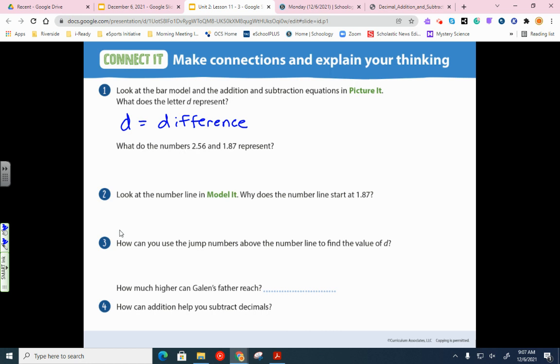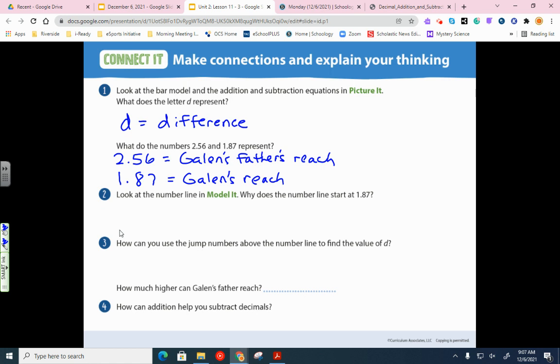So what do the numbers 250, 600, and 187 represent? That is Galen's father's reach, and then the 187 is Galen's reach. So that's what the numbers and letters represent. It's good to understand what we're working with here. So that's the bar model. Next, the number line and model it.